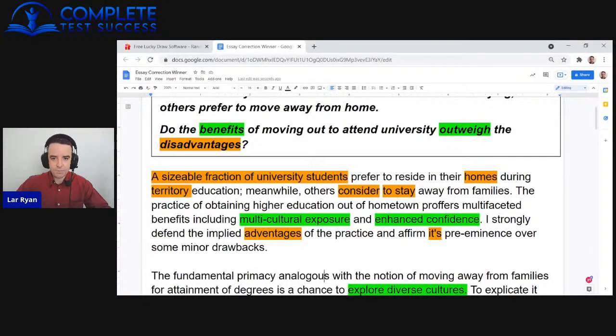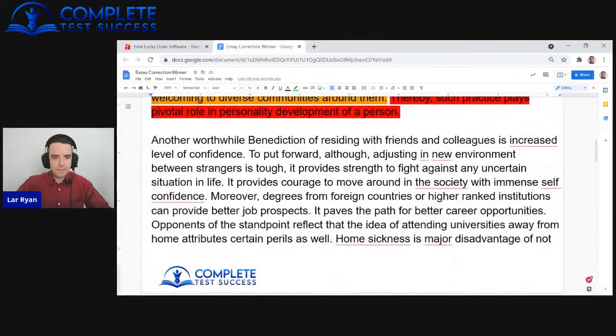Okay, so now we're looking for a paragraph about enhanced confidence. "Another worthwhile benediction of residing." So again, the vocab is just no. It's trying to use another benefit of living. That's what Bushra is trying to say. And I'm quite confident, without looking at Bushra's other work, that they would know the more basic vocabulary, "another benefit of living," and that would make this essay so much better. It would improve the vocab, the coherence and cohesion.